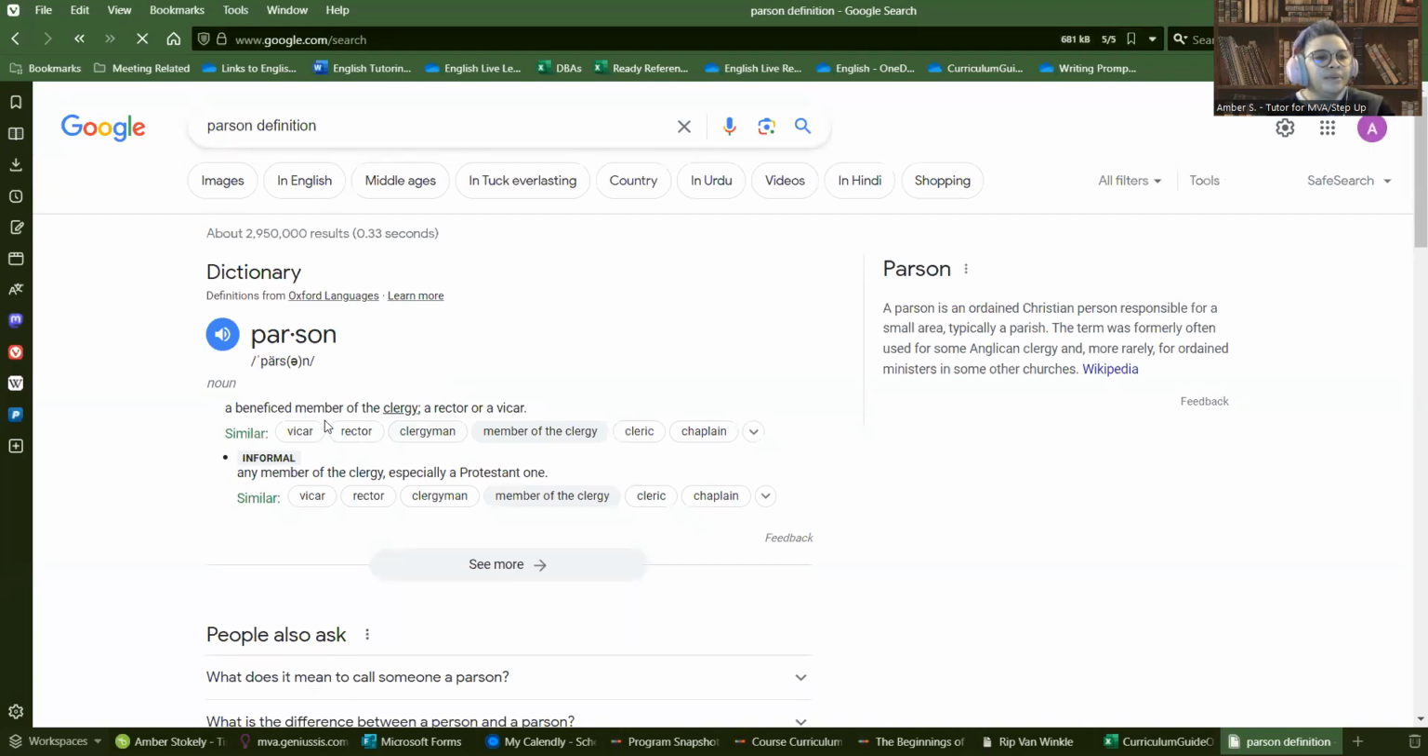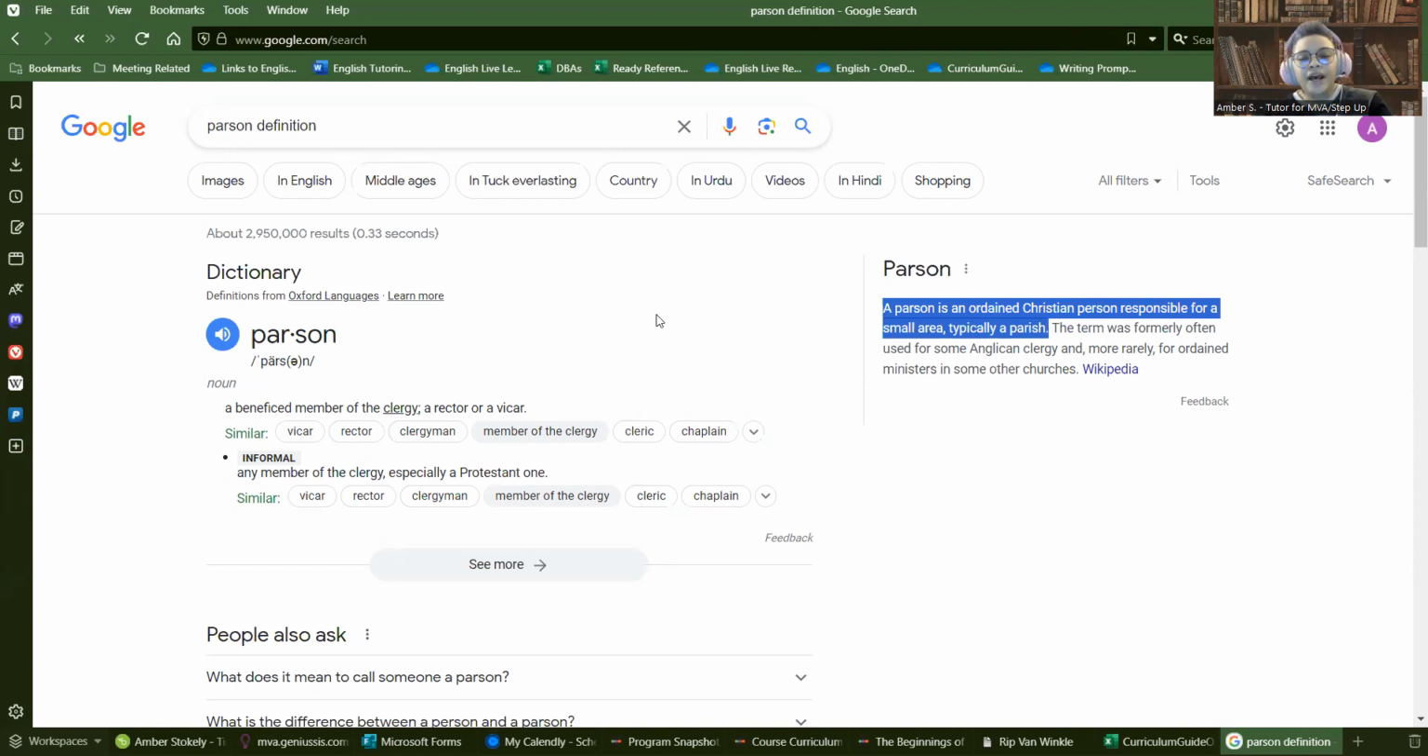Oh, okay. This is a bit different. All right. So, beneficed member of the clergy. So the clergy is like the church. Yeah, it says a parson is an ordained Christian person responsible for a small area.